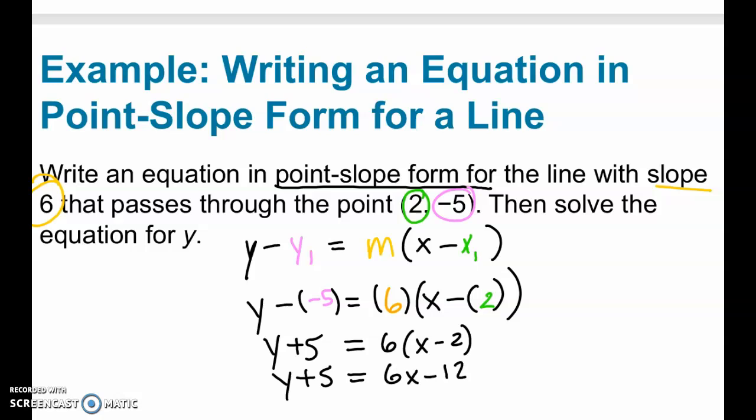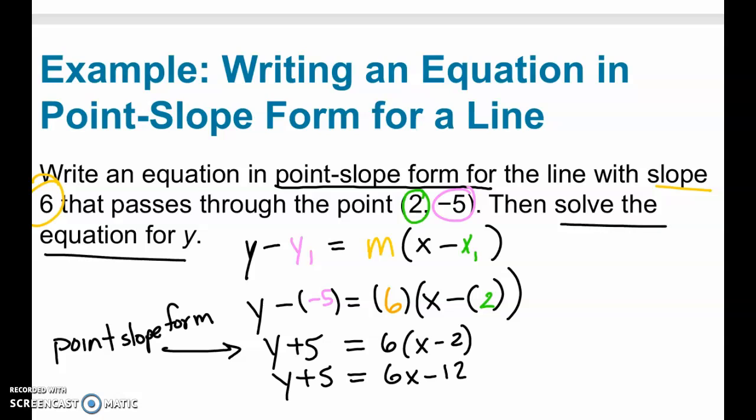A lot of times it will say put it in point slope form. So if it says point slope form, then you could leave it here. This is point slope form. We just simplified it so that it looked nicer, moving this minus negative to plus. But if it asks you to solve for y, then you have to take it a step further, which is what I started to do.